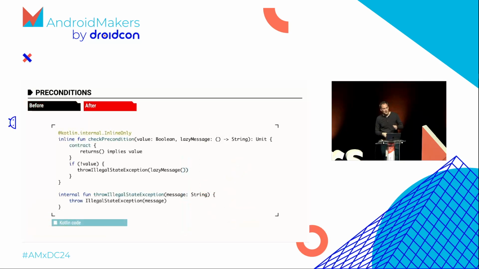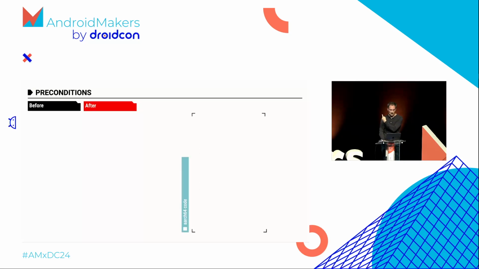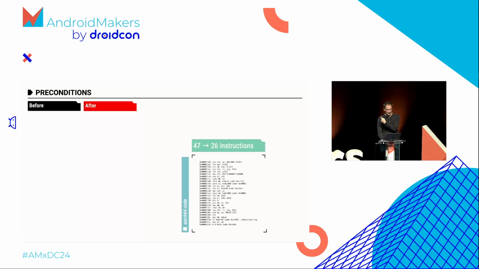Now, here's the version that we use in Compose instead. So same exact implementation. The only thing we did was take the throw to throw the exception, and we moved it to a separate function. Right? The code is doing exactly the same thing. Actually, it's even worse because we introduced a function call. But if we were to look at the ARM assembly code that actually runs on the device, we go from this to this. We went from 47 down to 26 instructions.